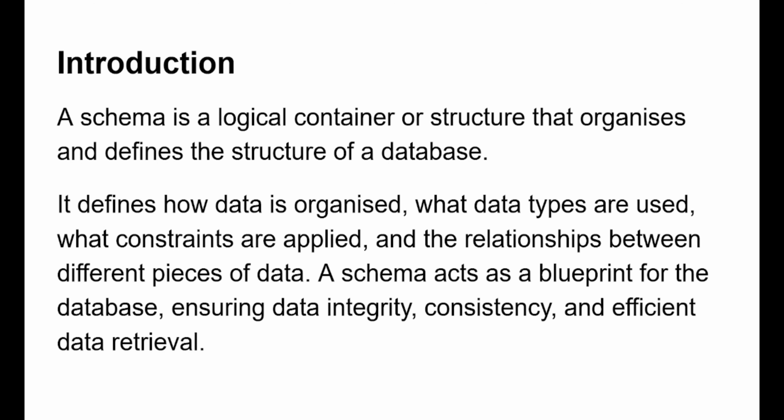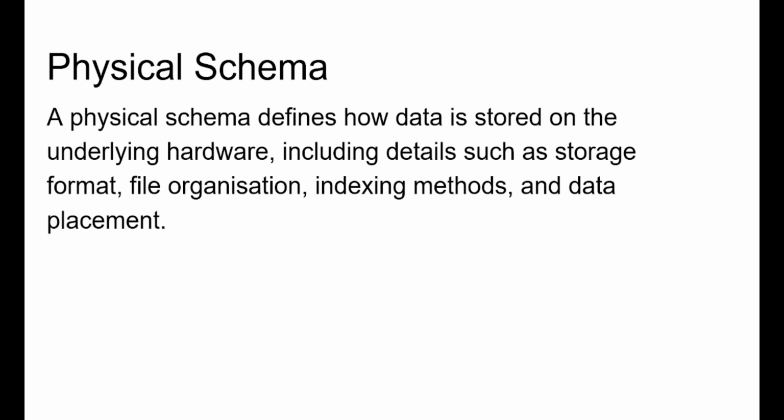What are the different types of schemas available in a database? There are two types of schemas available: physical schema and logical schema. A physical schema defines how the data is stored on the underlying hardware, including details such as storage format, file organization, indexing method, and data permanency.